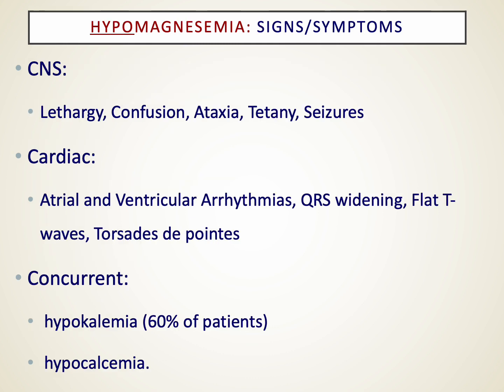The symptoms of hypomagnesemia include central nervous system lethargy, confusion, even seizure risk. Cardiovascular, we particularly worry about atrial and ventricular arrhythmias, QRS flattening, flat T waves, and probably most critical, and the drug of choice in managing it, is torsades. Ventricular arrhythmia is associated often with drugs that prolong QT interval as well. Concurrent with hypomagnesemia often is hypokalemia and sometimes low calcium levels as well.